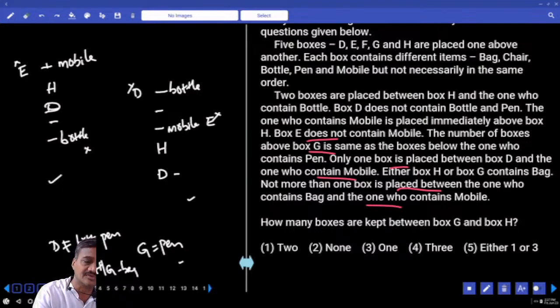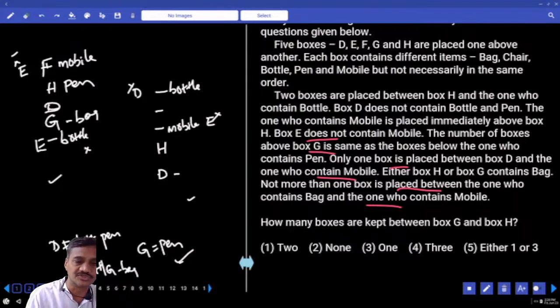Then can we have G at this place? G at the bottom? No. If G is here, pen and mobile must be in the same place, not possible. Hence G must be here. And if G is here, pen is here. Number of boxes above this G. H or G contains bag, and H contains pen, hence G contains bag. Then E cannot be at this place, E is here. Now if E is here, D, E, F must be at this place.